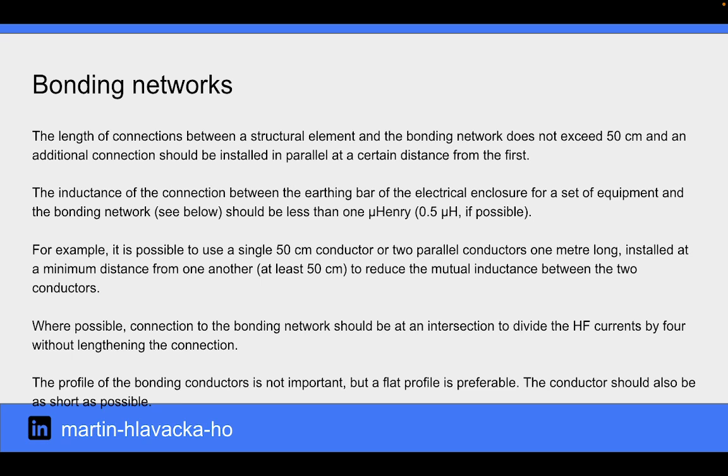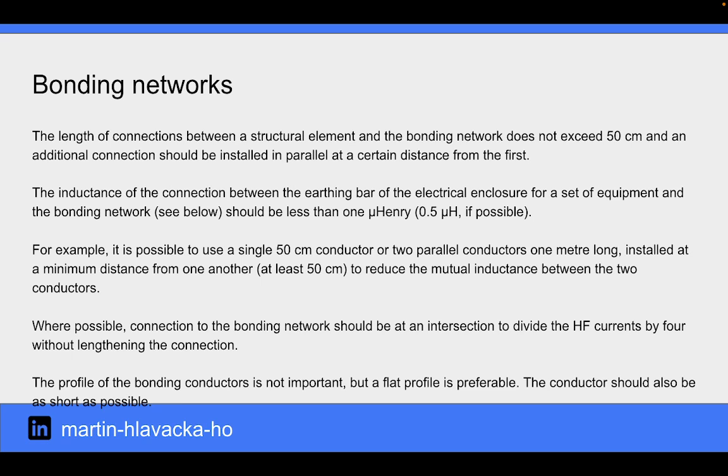The length of connections between a structural element and the bonding network should not exceed 50 centimeters, and the additional connection should be installed in parallel at a certain distance from the first. The inductance of the connection between the earthing bar of the electrical enclosure for a set of equipment and the bonding network should be less than 1 microhenry. For example, it is possible to use a single 50 centimeter conductor or 2 parallel conductors 1 meter long installed at the minimum distance from one another to reduce the mutual inductance between the two conductors.